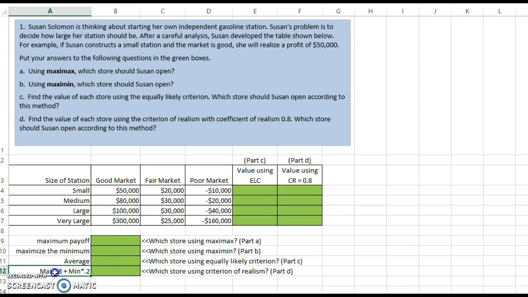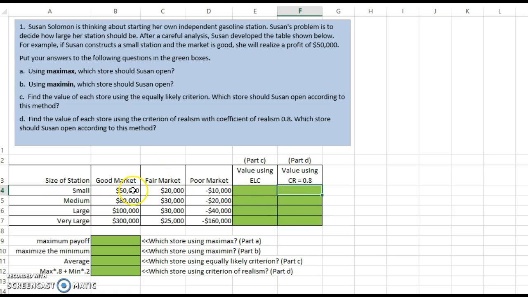And the short version of it, since you're going to read it in the textbook, for our notes here, you're going to take the maximum, which is in these cases, the good market, times 0.8 plus the minimum times 0.2, and you're going to be able to get the criteria of realism values here.